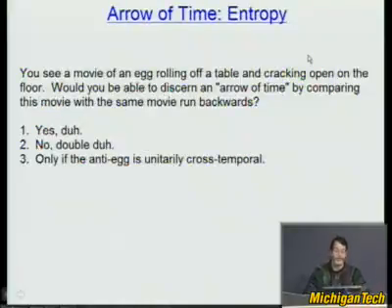So we go to the third movie. Now, in this movie, you see an egg rolling off a table and cracking open on the floor. Don't worry, who's going to clean it up? Would you be able to discern an arrow of time by comparing this movie with the same movie run backwards, where the egg reconstitutes itself and jumps off the floor and ends up on the table? Yes, duh. No, double duh. And only if the anti-egg is unitarily cross-temporal. So we can choose between these.